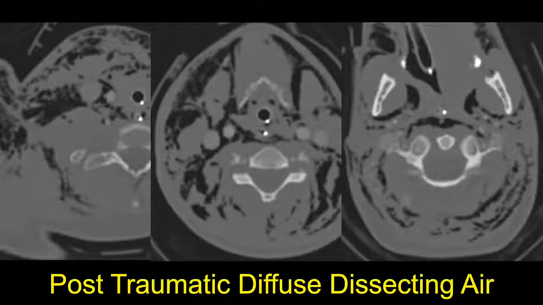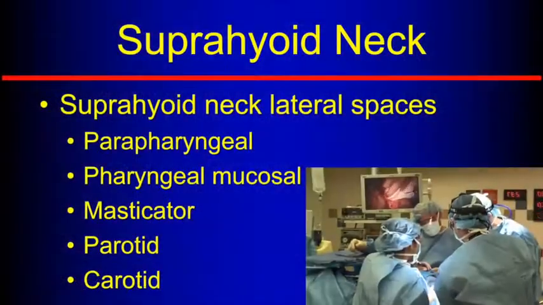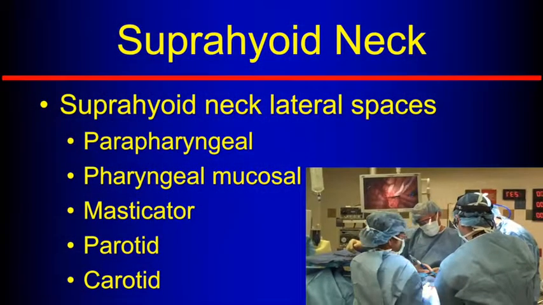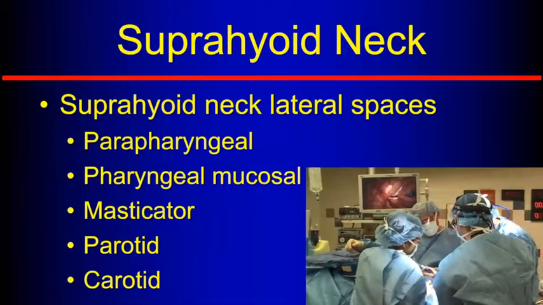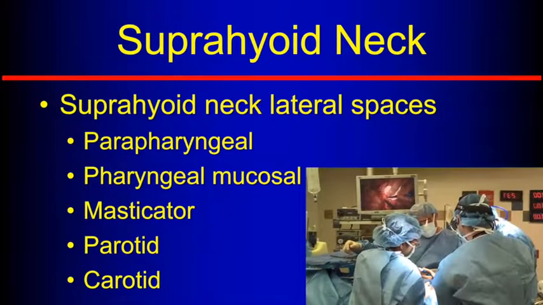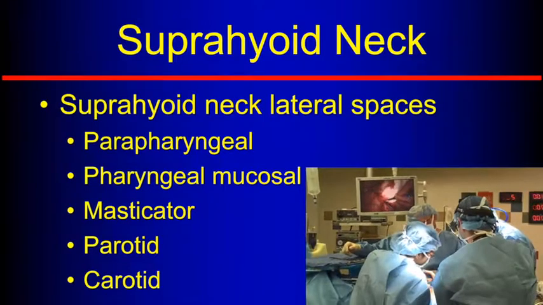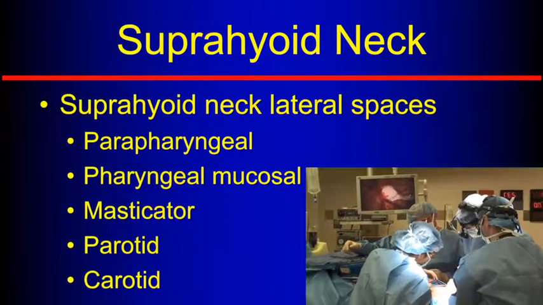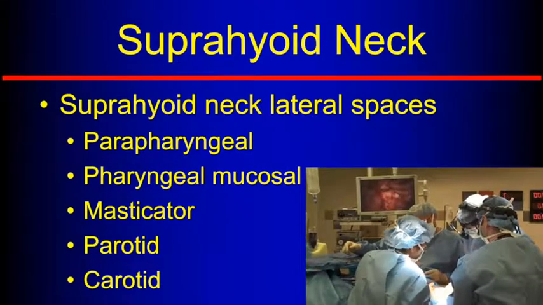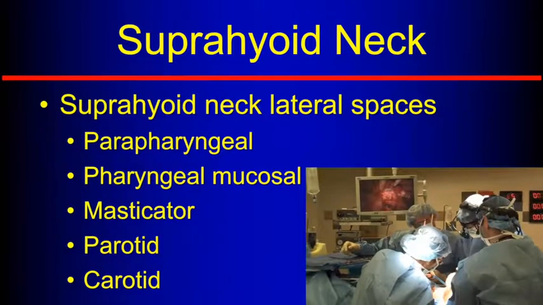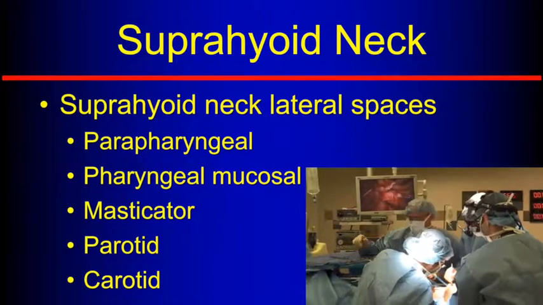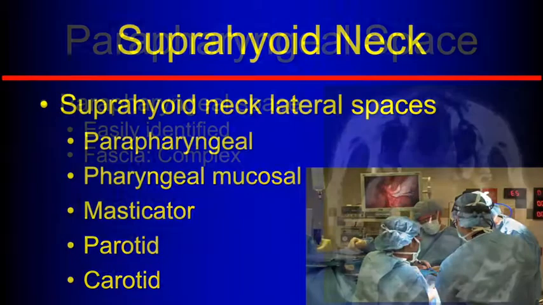by those fascial slips. So in the suprahyoid neck, we have these lateral spaces: parapharyngeal, pharyngeal mucosal, masticator, parotid, and carotid spaces. And it's our job to try to think about these and give the surgeon some idea of where they're going and what they're after. We want to help these guys before they get to the operating room understand the anatomy in a cross-sectional area.